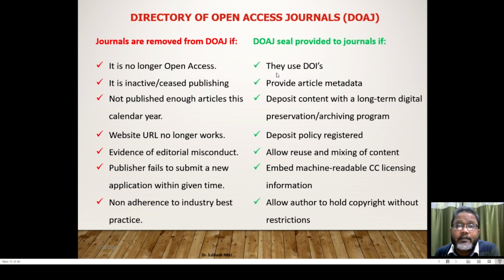And the journal seal is provided if they use digital object identifiers, DOI. A DOI is like an IP address: it is the specific address of each and every article throughout the world. Every article published in controlled journals, or indexed or abstracted journals, has a DOI, a digital object identifier. It provides article metadata, deposits content with long-term digital preservation, has a registered deposit policy, allows reuse, embeds machine-readable CC licensing information, and allows authors to hold copyright without restriction. This is the policy.